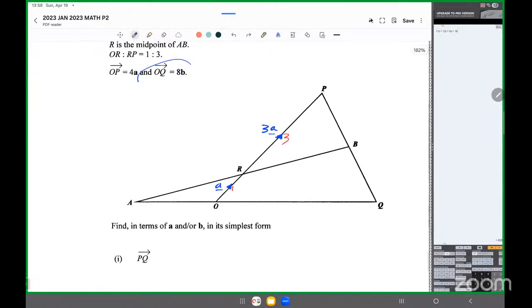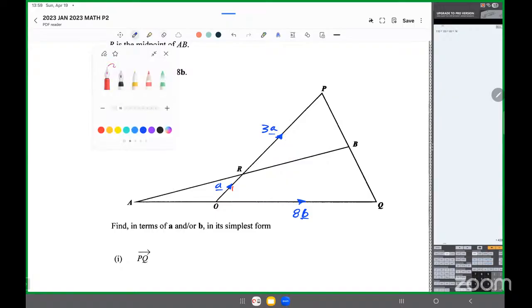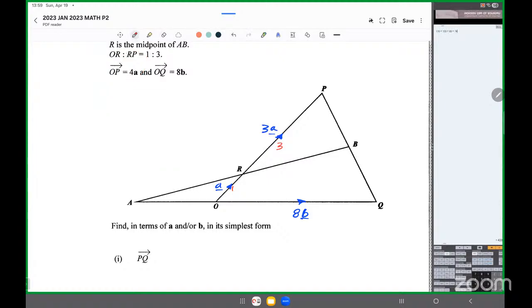And then let's say the vector OQ is 8B. So this vector out here is 8B. Remember, at this level, vectors are about how you get from point to point. You just want to see how you go around the diagram from point to point. We don't need the ratio again. All it helped us do was divide this vector 4A into A plus 3A, that ratio of 1 to 3.